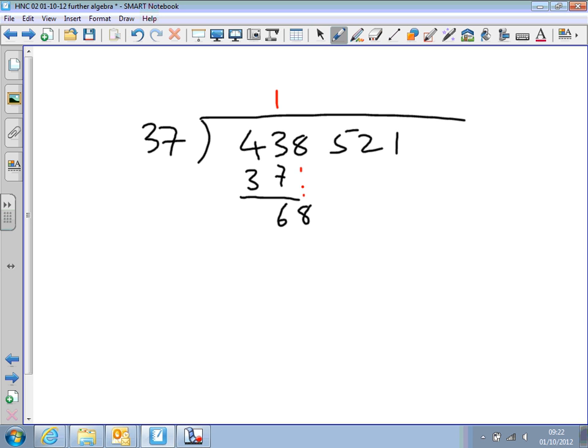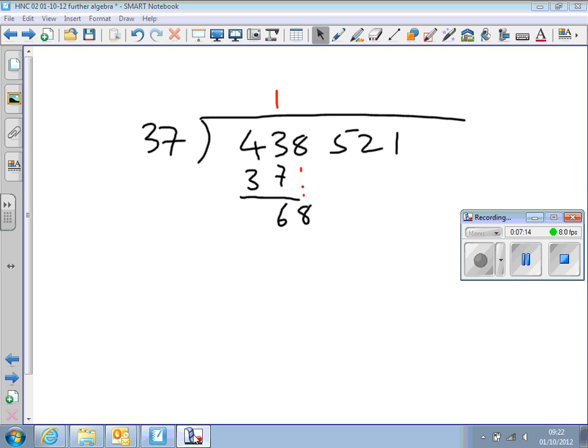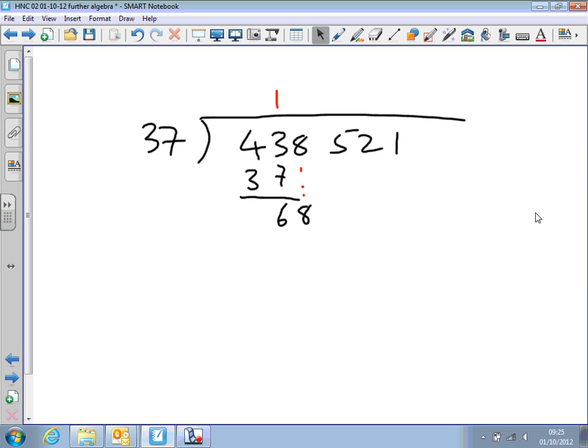Now 37's into 68. So carry on. Have a look. So next step then, 37 to 68 goes once. So what is 1 times 37? 37. That goes underneath. What's the remainder? 8 take 7 is 1. 6 take 3 is 3, remainder 31.